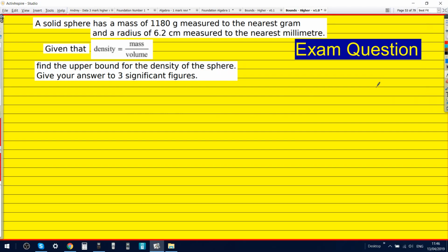Okay, let's do this. So upper bounds and lower bounds of the mass and radius. 1,179.5 is the lower, and 1,180.5 is the upper. The radius, 6.15 is the lower, and 6.25 is the upper. And then to find the biggest density, you do the biggest mass divided by the lowest volume, which is 1,180.5 divided by 6.15.